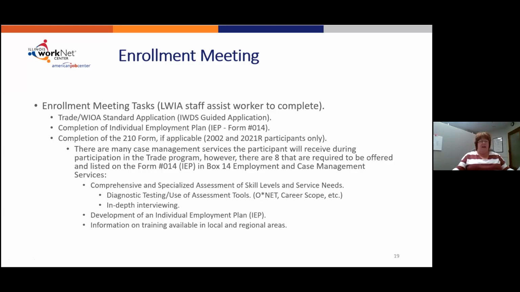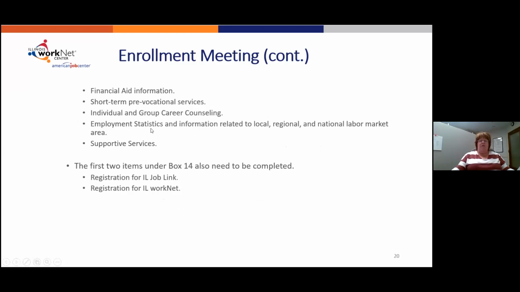There are specifically 8 in the trade regulations that are required to be provided, and those are listed on the first page of Form 14. They are the comprehensive and specialized assessments that includes diagnostic testing, in-depth interviewing. You have to develop the IEP, which is of course one of the steps you're doing. Information on training available in the local and regional areas. Financial aid information, short-term pre-vocational services, individual and group career counseling, employment statistics and information on the labor market in the local, regional, and national area, and supportive services.